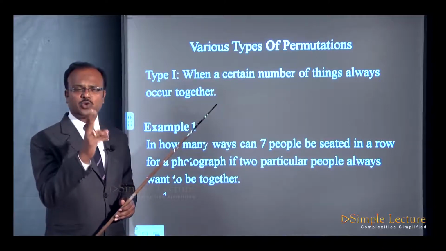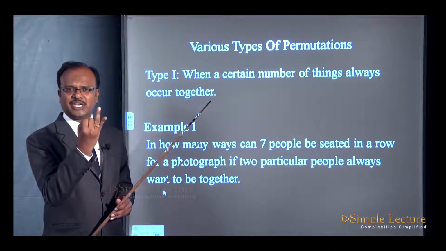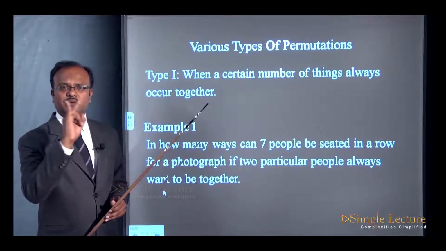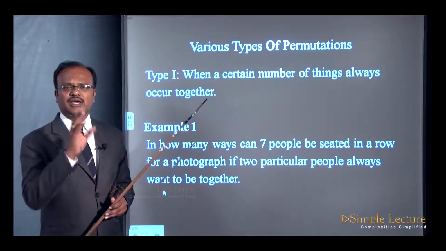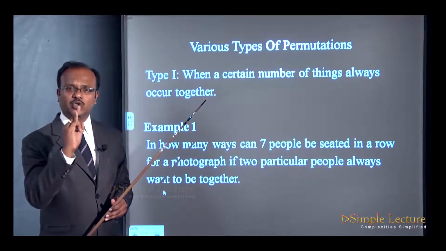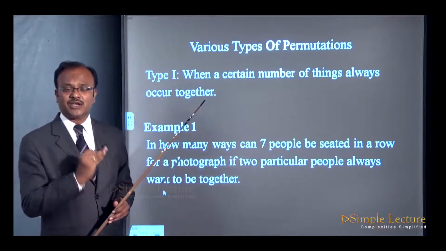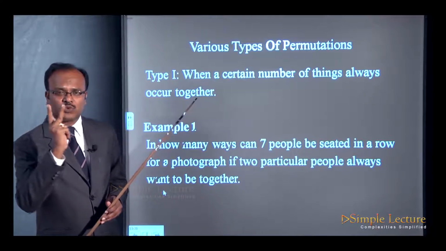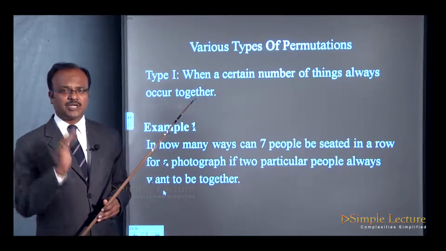Now, let us suppose those 7 persons are A, B, C, D, E, F, G. So, A to G persons are there. Let us suppose in this that F and G would like to be together always whenever that photograph is taken. So, that means if you take out those 2 persons so that you can make them be together, then how many persons will be remaining?